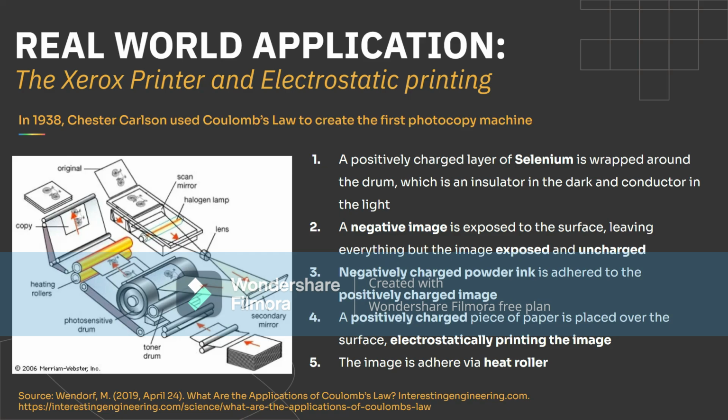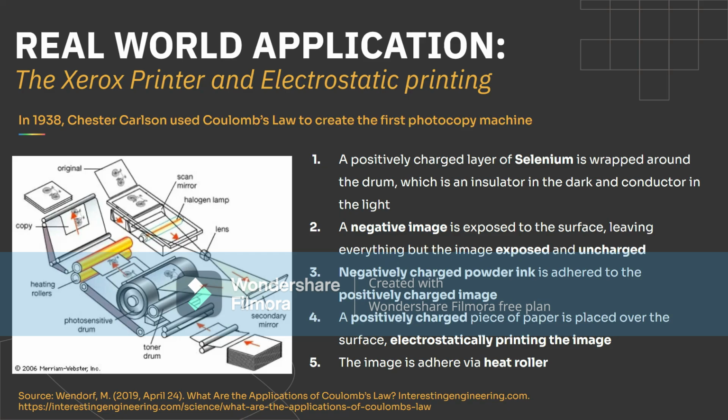So because it is a conductor when exposed to light, we're going to take a negative image. And what a negative image means is that the actual image, or the thing that you are trying to photocopy, is going to be dark, and everything else is going to be light. And because selenium is a conductor when it's exposed to the light, everything except the image is going to be exposed and it's going to be uncharged. But because the selenium has a positive charge, recall that we gave it a positive charge, the image itself is now going to be positively charged. So what are we going to do with this positively charged image? Well, we are going to adhere some negatively charged powdered ink to it. This way the image will actually print.